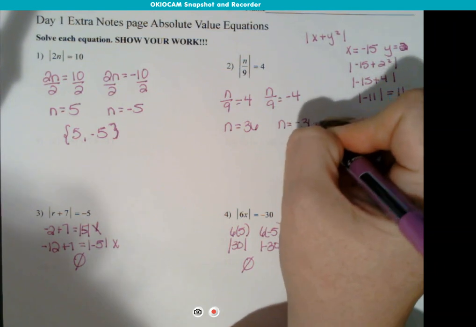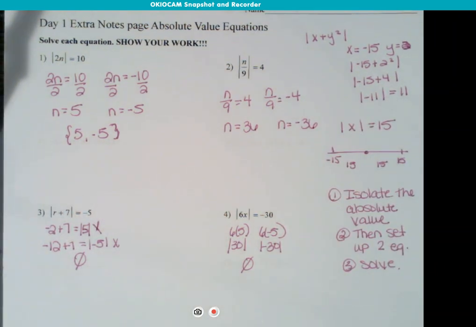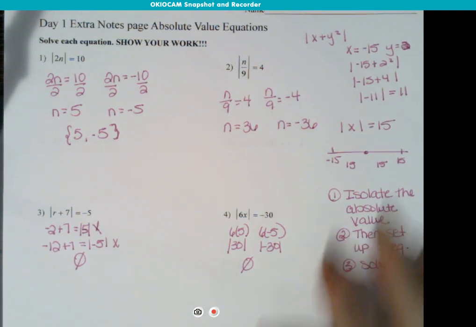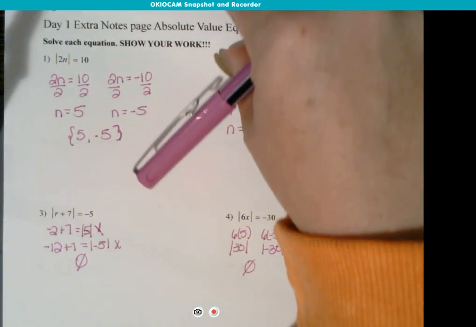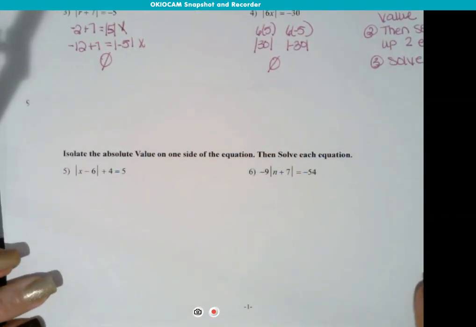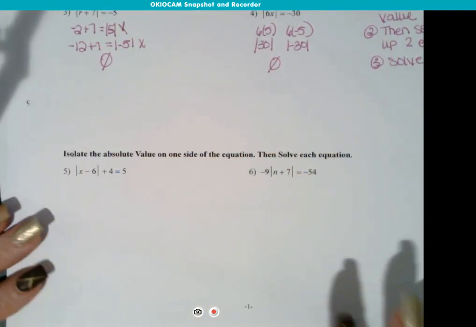Now, I have this question. Ms. Rose, will it always be the same number, just plus and minus? No, and we're going to talk about that next, okay? So if we look down here on number 5 on your absolute value notes, it says isolate the absolute value. We got it right there. I'm trying to remind you.